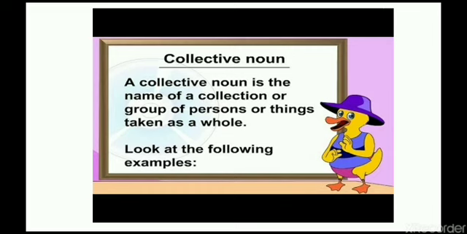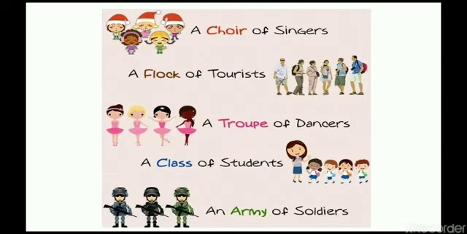Next is collective noun. A collective noun is the name of a collection or group of persons or things taken as a whole. When we are describing a certain group of persons or things, when we count them as a whole, such words will be referred to as collective nouns. Now look at the following examples. A choir of singers: when there are more than two singers, we'll refer to them as a choir. A flock of tourists: when there are many tourists, we'll refer to them as a flock. When there are more than two dancers, we'll refer to them as a troop of dancers. A class of students, an army of soldiers. Choir, flock, troop, class and army: all of these will be considered as collective nouns.